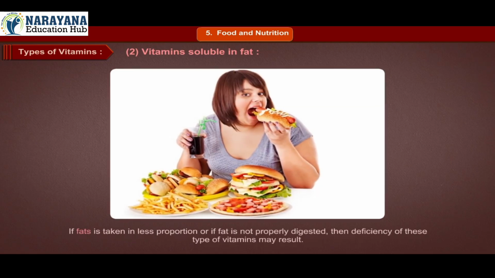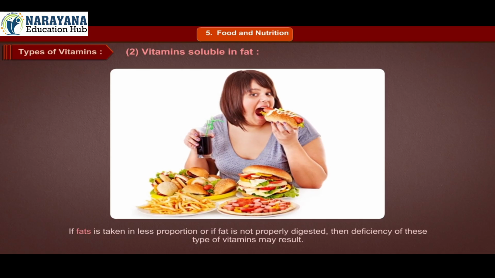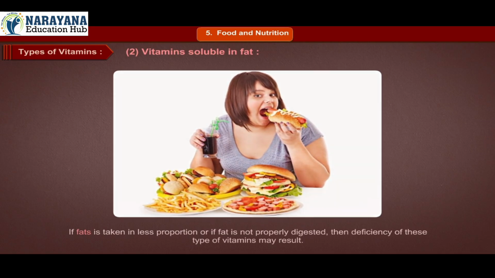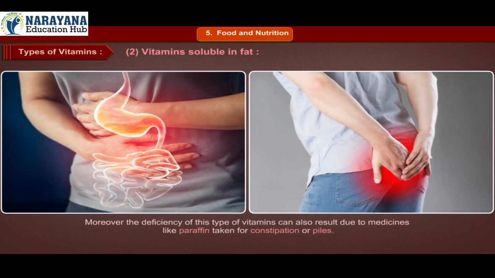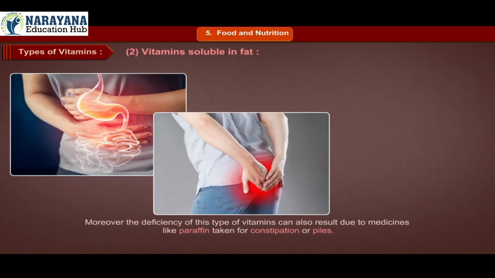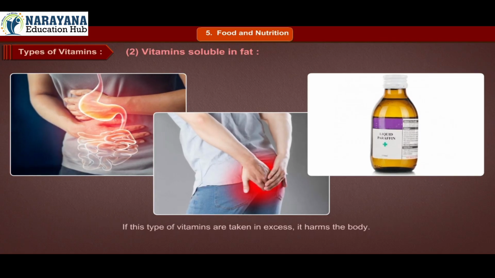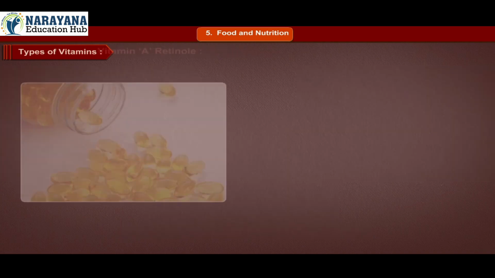If fat is taken in less proportion or if fat is not properly digested, then deficiency of this type of vitamins may result. Moreover, the deficiency of this type of vitamins can also result due to medicines like paraffin taken for constipation or piles. If this type of vitamins are taken in excess, it harms the body.